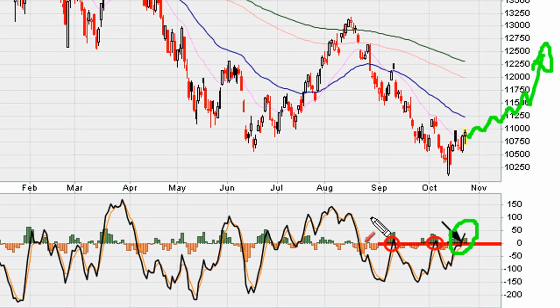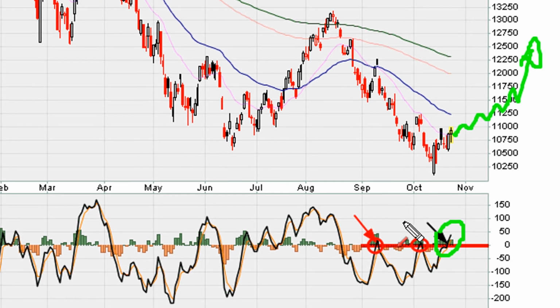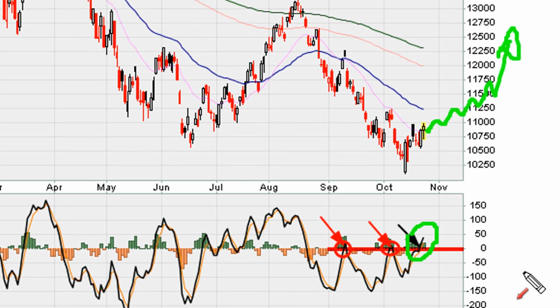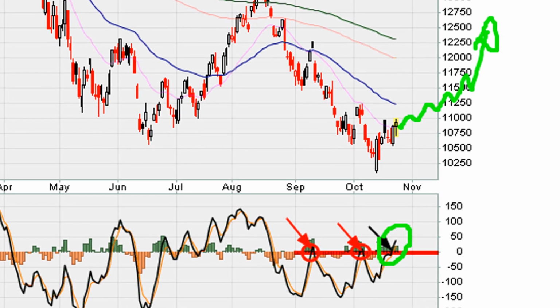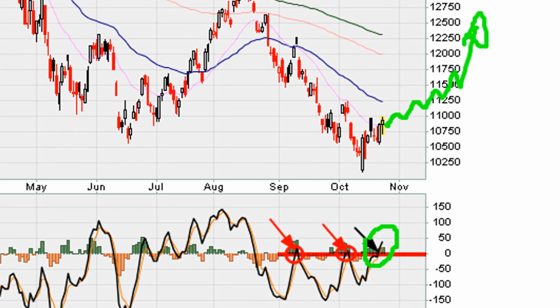The trick, as I have taught on my channel for many years, going back 15 years, is that clearing these resistance areas gives a better, sustainable change in direction, in this case to the upside.